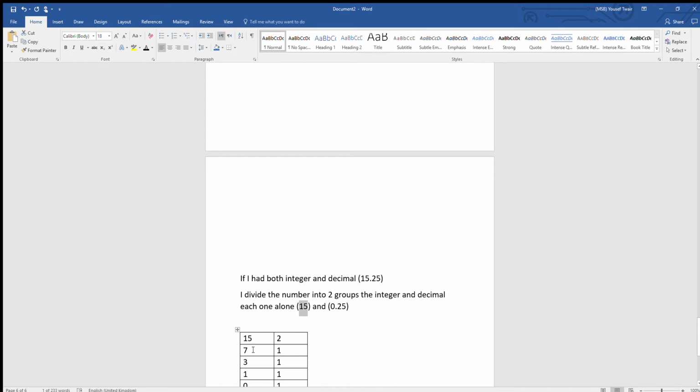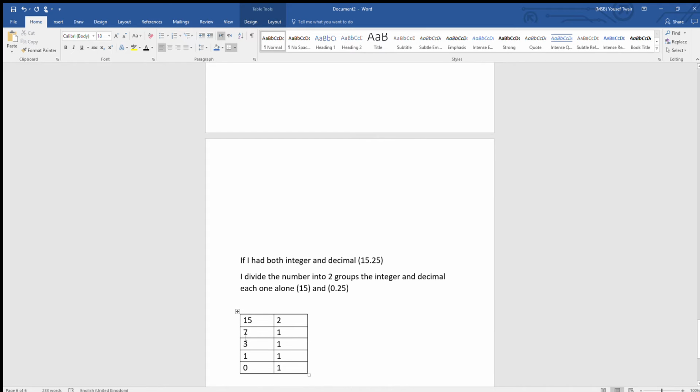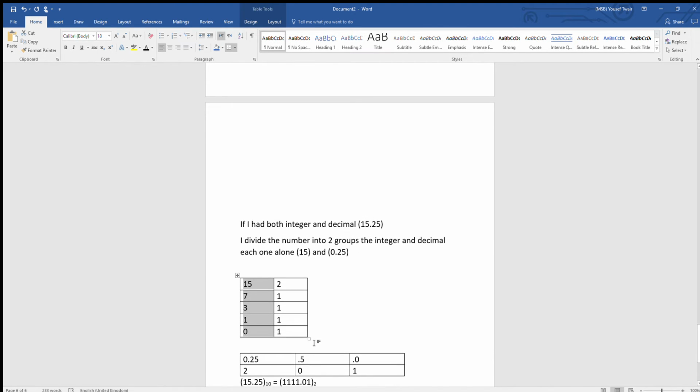15 divided by 2 gives us 7 and remainder 1. Now this 7 divided by 2 gives us 3 and the remainder 1 again. Now this 3 divided by 2 gives us 1 and the remainder 1. Now 1 divided by 2 gives us 0 and the remainder is 1. I have 0 here in this place. I stop. Now I move to the decimal, which is 0.25.